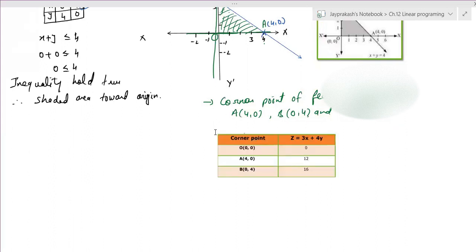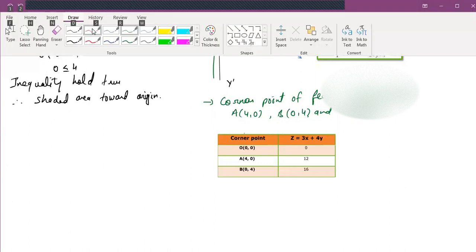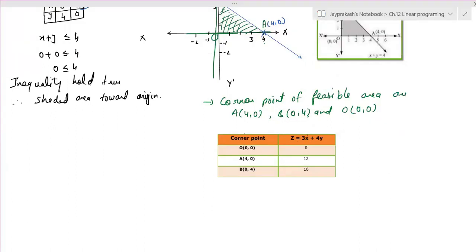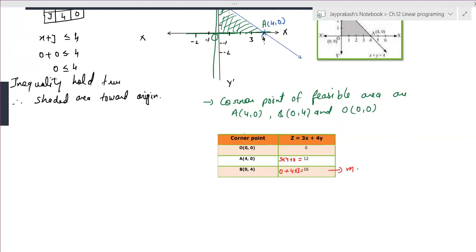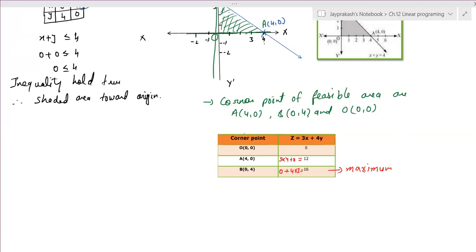So this one is the solution for the corners of the feasible area. At the corner origin 0, 0, when we use x as 0 and y as 0, we get 0. For 4, 0, we have 3 into 4 plus 0, that is 12. For 0, 4, we have 0 plus 4 into 4. Now the maximum value is 16. So this is the maximum value.